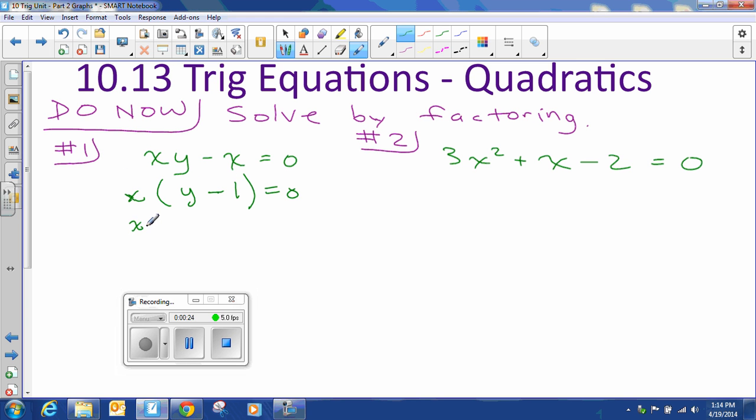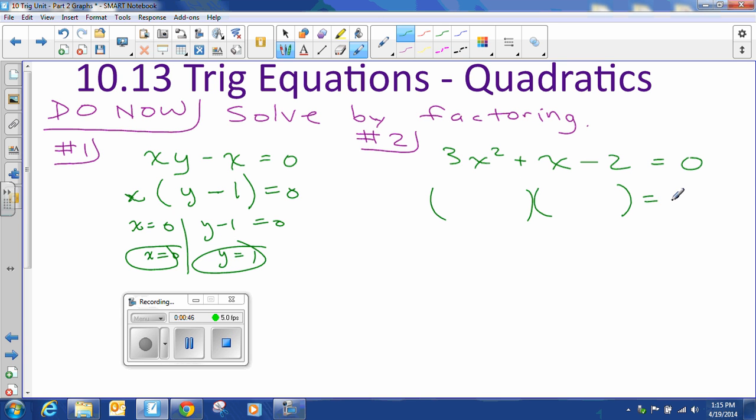We set each factor equal to 0. And y equals 1, x equals 0, and you have your solutions. Over here, you have to factor the trinomial, and this involves a little bit of guessing and checking. We know that the first term has to be 3x. The other first term has to be x, so we just go and place them in there. And we know that the two factors that give us -2 must be 2 and -1 or -2 and 1.